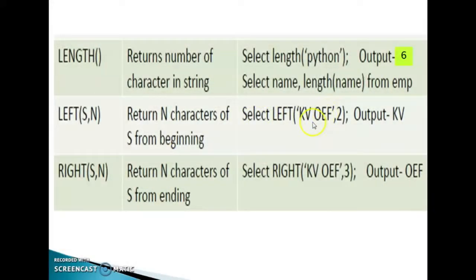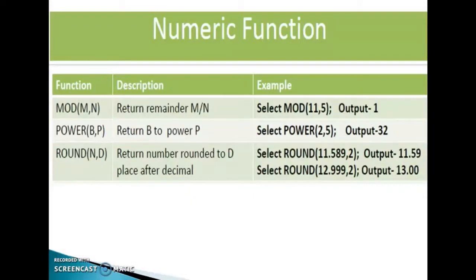Select LEFT('KVOEF', 2). We used the left function here, so we will get the output as KV. While using RIGHT('KVOEF', 3), what will happen here? The output is OEF. Okay, these are the string functions in MySQL.